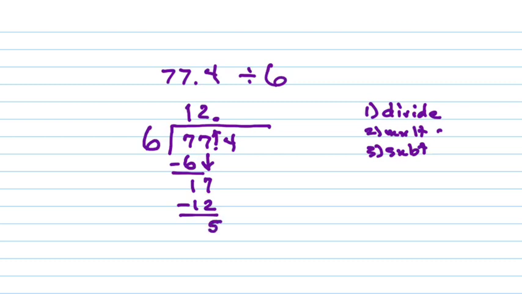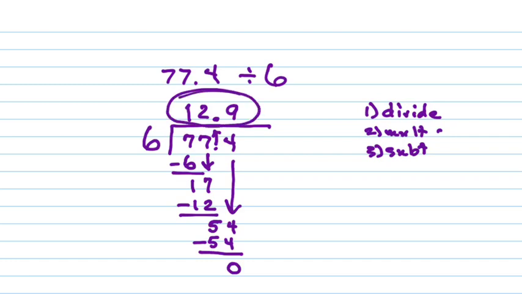5. Okay. Not done yet because remember you're not done until you get a what? 0. So let's bring down the next number, 4. 6 goes into 54 how many times? 9 times. 9 times 6 is 54, right? And 54 minus itself makes what? 0. And that's how we know we're done, right? And so what is my completed answer? 12.9. How'd we do?